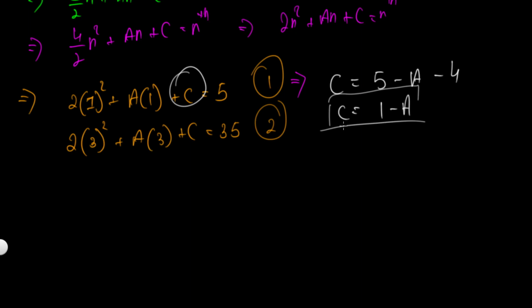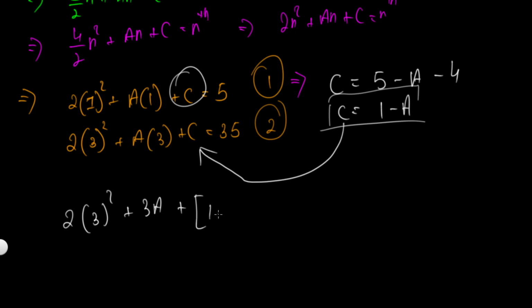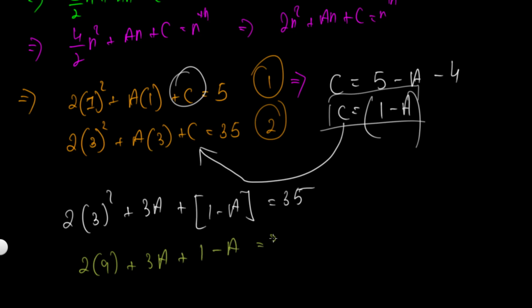And then we take our subject and insert it into the second equation. That would give me 2 times 3 squared plus 3b plus, instead of writing c, I will write 1 minus b. We are replacing the value for c with 1 minus b from the first equation, is equal to 35. You have one equation and one variable, so it should be easy to solve. 3 squared is 9. 2 into 9 plus 3b plus 1 minus b is equal to 35. 2 into 9 is 18. 18 plus 1 is 19. So 19 plus 2b is equal to 35.